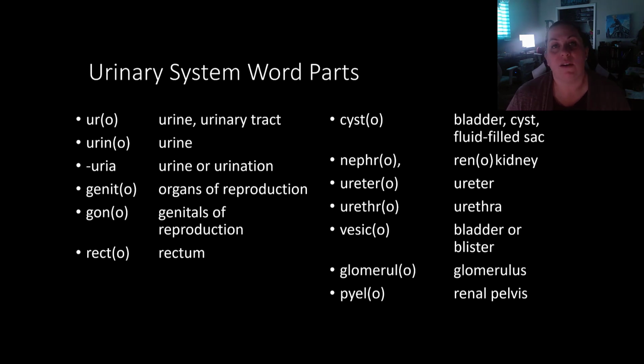And then pyelo is going to be the renal pelvis. Because the kidney is bean shaped, this middle area of that bean where the blood vessels are going in and coming out is called the renal pelvis area, where the urine is going to collect in the kidney and go into the ureters. I'll show you a closer picture of that here in a second.